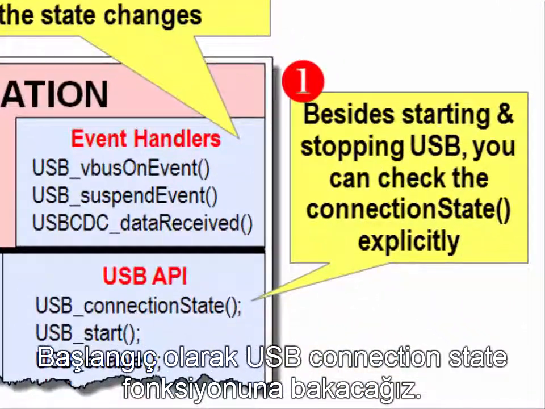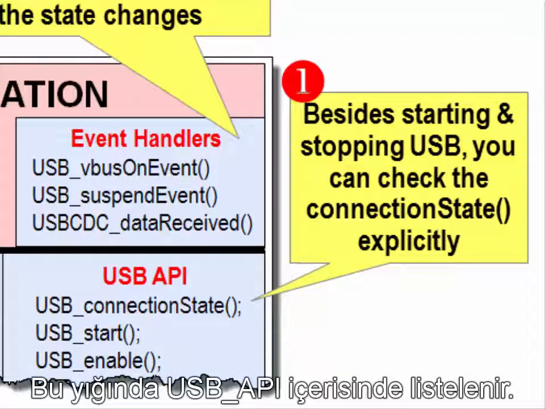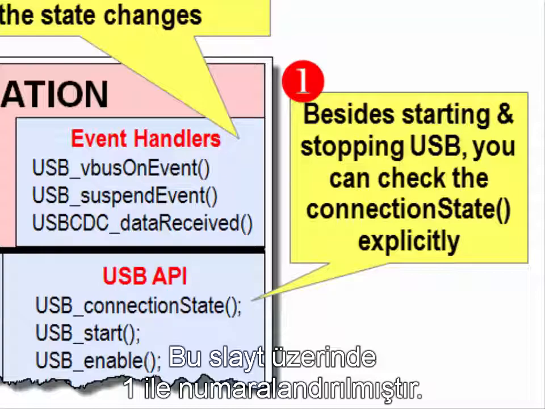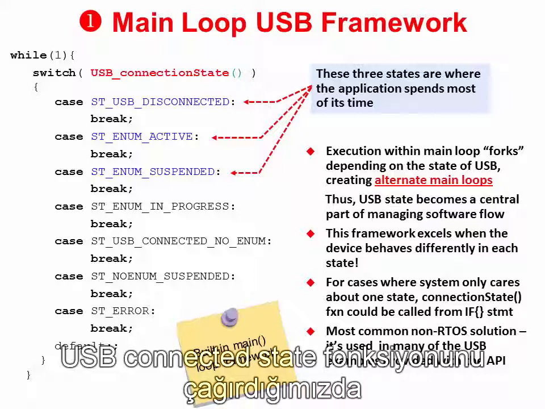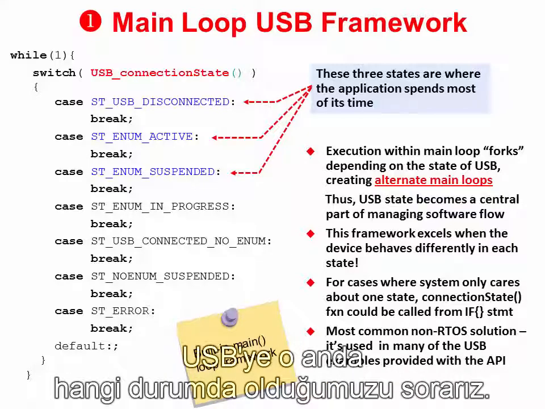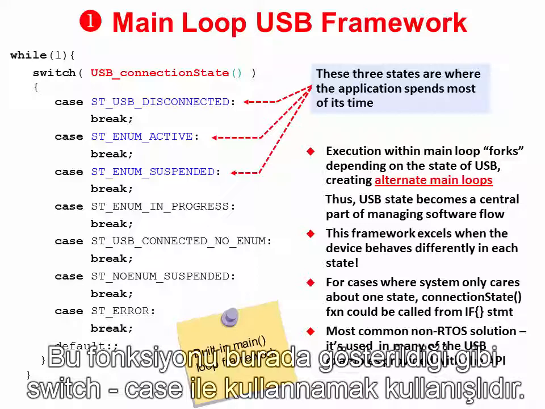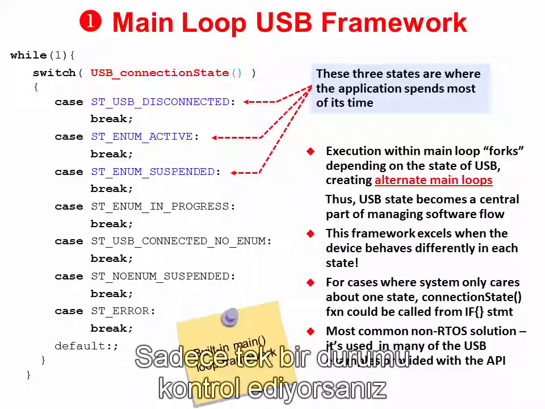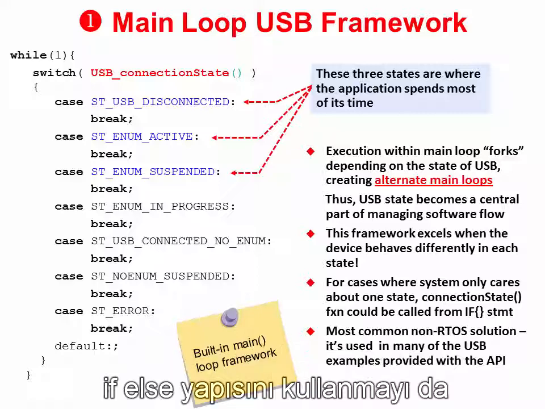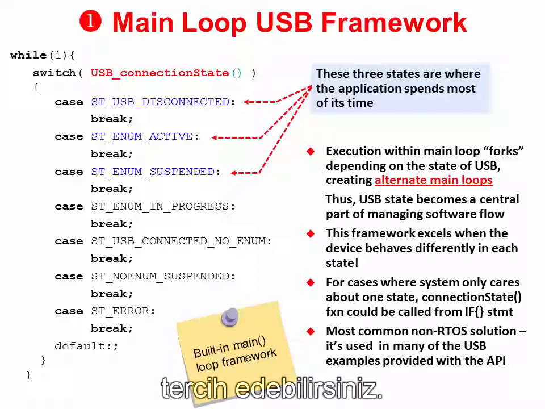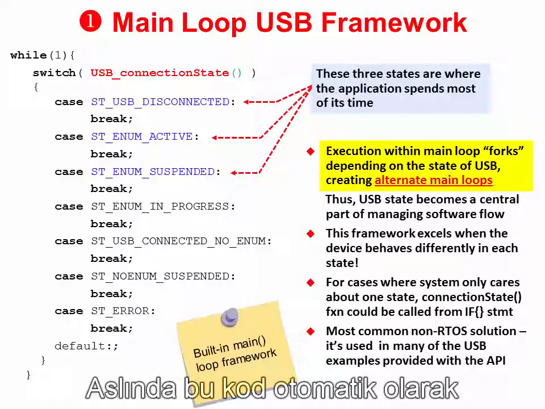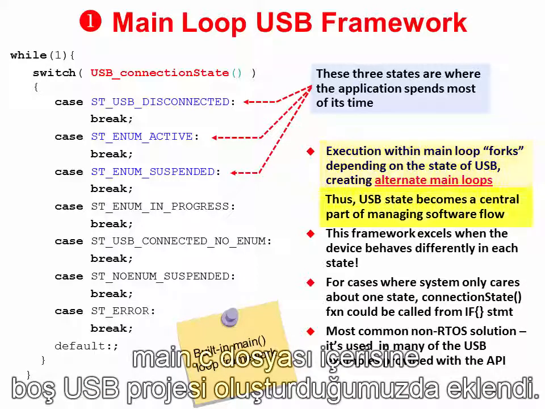To get us started, we're going to look at the USB connection state function listed under the USB_API part of the stack. This is pointed to by number 1 on this slide. When we call the USB connected state function, we're asking the USB to tell us which state we're currently in. As it responds with one of 7 different values, it's handy to use this function within a case switch statement, as shown here. Although if you only cared about checking for a single state, you might prefer to use it as part of an if-else statement. In fact, more than just showing it here, this code is actually in the main.c file that's automatically added as part of the empty USB project.